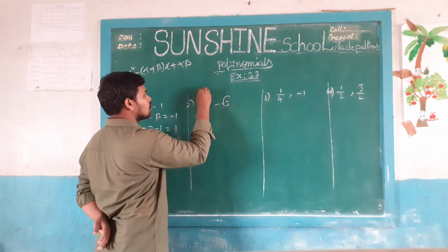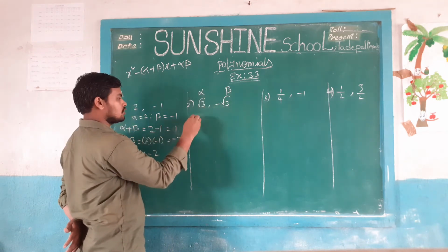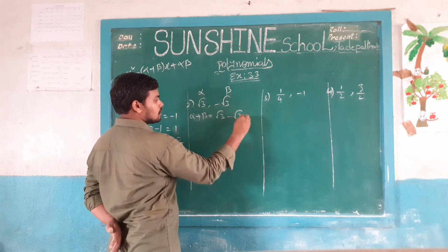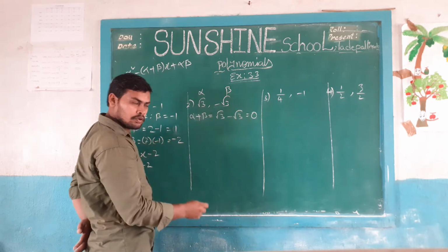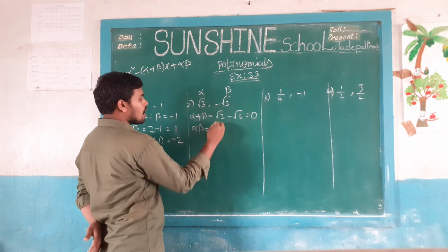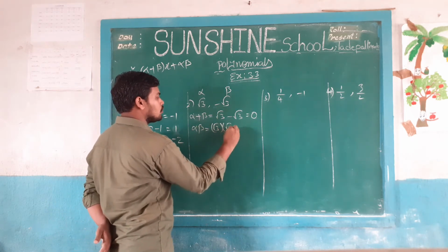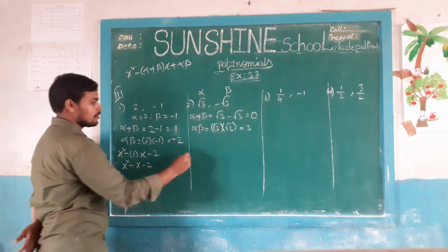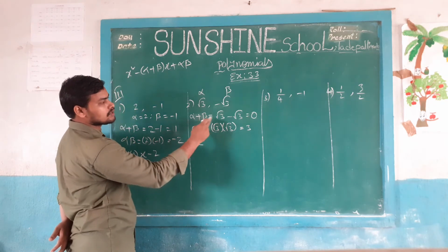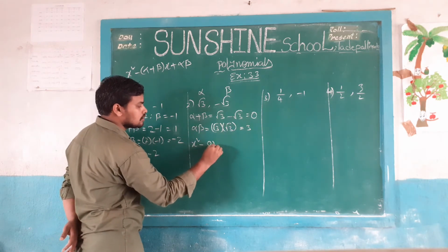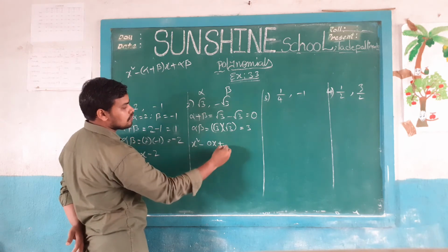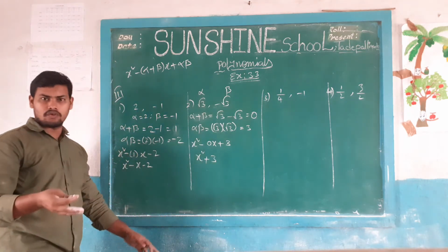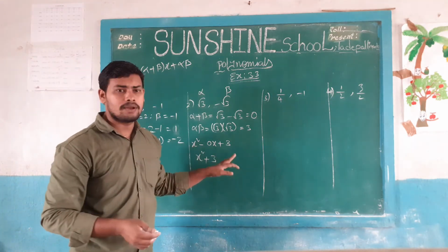Alpha value root 3, beta value minus root 3. So you have to add alpha plus beta. Root 3 plus minus root 3, root 3 minus root 3 is 0. Alpha beta: alpha value root 3, beta value minus root 3, root 3 into root 3 is 3, so minus 3. Substitute these two values in the given formula. X square minus alpha plus beta, the sum of the zeros, 0 into x, 0x, plus alpha beta value minus 3. So x square minus 3. There is no x term since the coefficient is 0. Okay. X square minus 3.